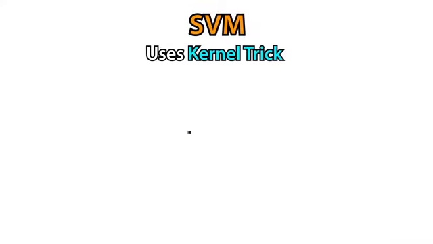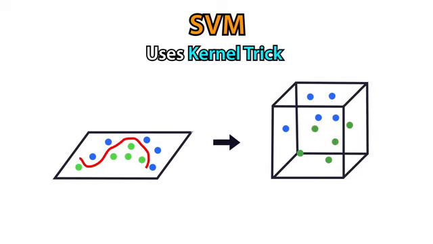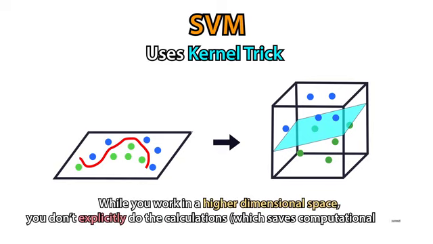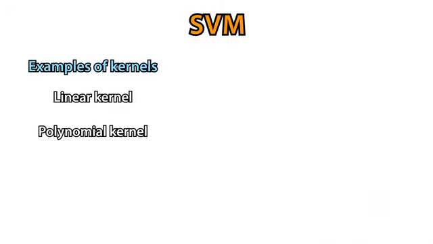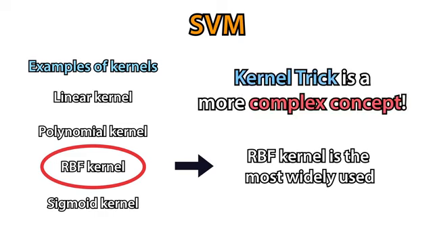SVM uses the kernel trick to handle non-linearly separable data. In higher dimensions, it may be easier to find a separating line or hyperplane. It is a method that allows the algorithm to work in higher dimensional spaces without explicitly calculating the coordinates of the data points in those spaces. Some examples of kernels include linear kernel, polynomial kernel, RBF kernel, and sigmoid kernel. RBF kernel is the most widely used. The concept of the kernel trick is more complex and will be covered separately in a future video.